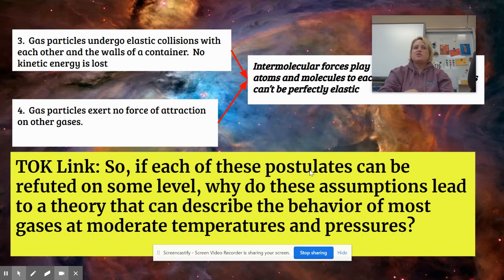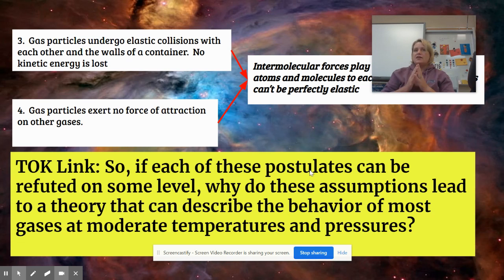So if each of those postulates can be refuted on some level, why do these assumptions lead to a theory that can describe, and we have evidence that it describes, the behavior of most gases at moderate, there's a key phrase, moderate temperatures and pressures? At the bottom of this discussion post, I'd like you to put your best thoughts about that question.